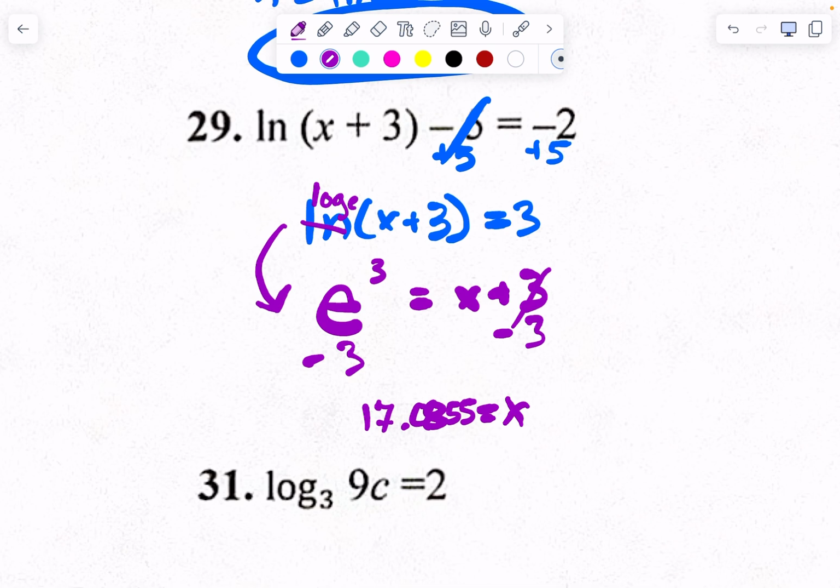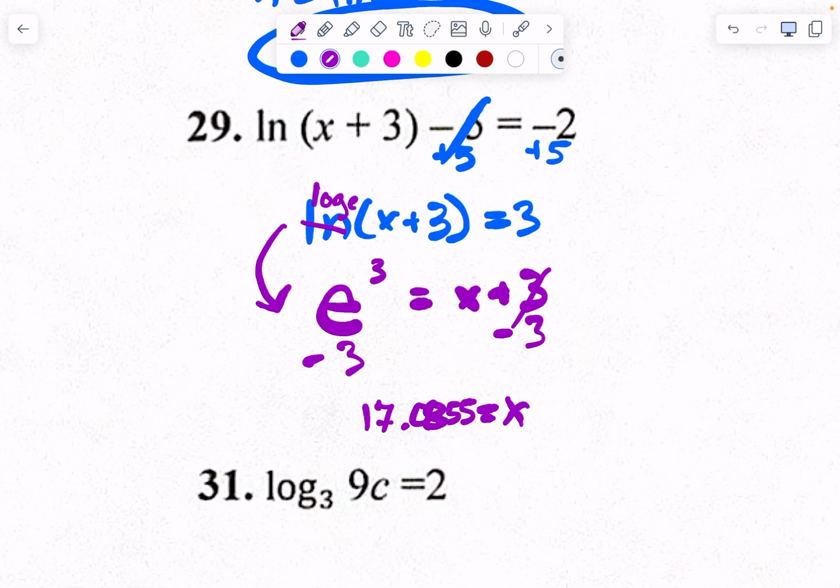Okay, do your algebra first. Add 5. You get it equals 3. So now I'm at this spot and I can't do any more algebra, so I switch to an exponential function. You know how to do that?